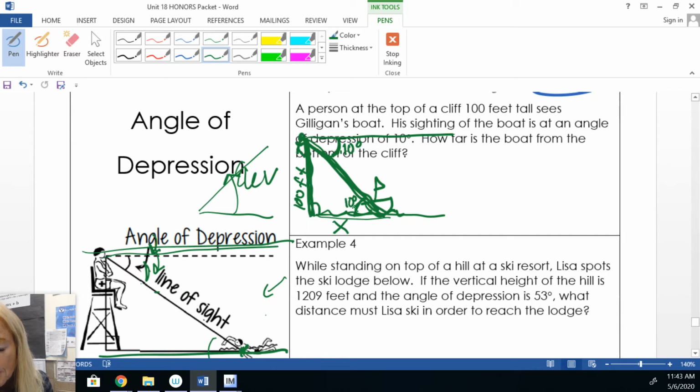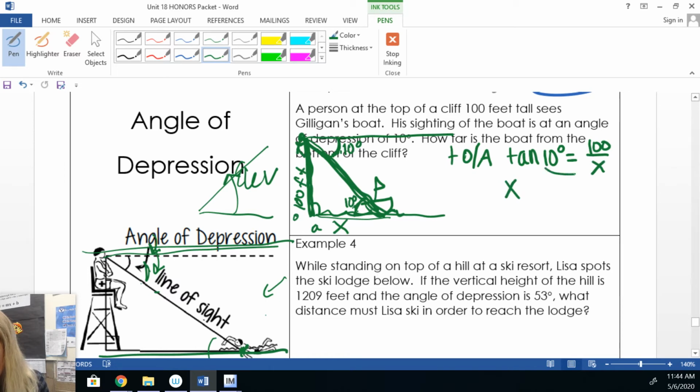So when we look at the angle, this is opposite, this is adjacent, and O and A make tangent. If you recall, tangent is opposite over adjacent, TOA. So we'll have tangent always followed by the angle, in this case 10 degrees, is equal to 100 divided by x. So it's a switcheroo. We switch those two. x equals 100 divided by tangent 10 degrees.